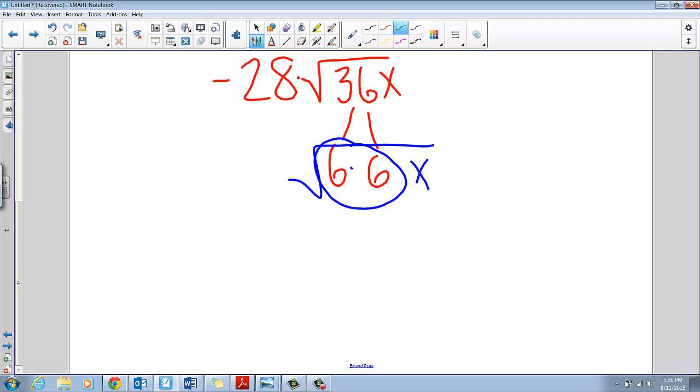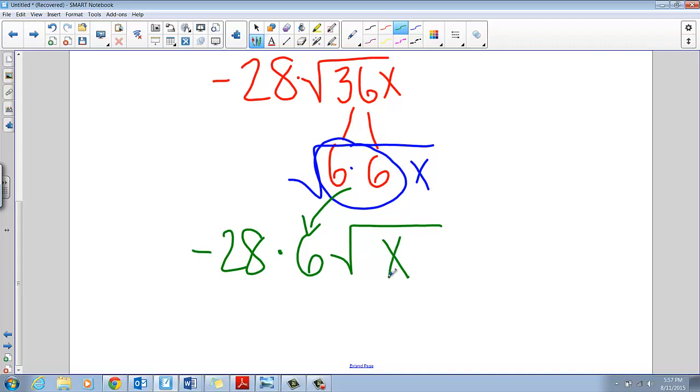The next thing we need to focus on, which a lot of times we forget about, is that this negative 28 has to then multiply by this 6 that just came out of there, the square root of 36, which is 6. So we have to remember those are multiplied together. And then the square root of x is left over.